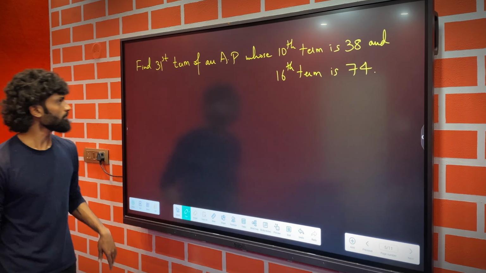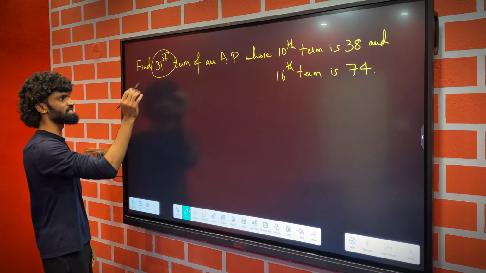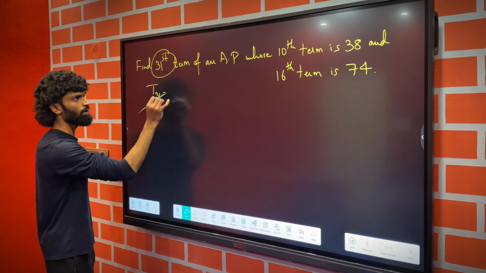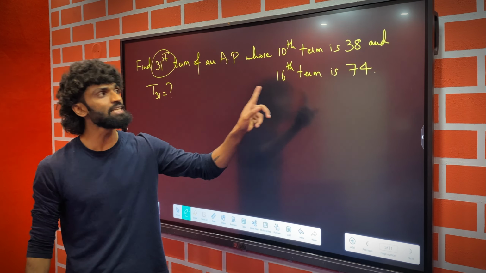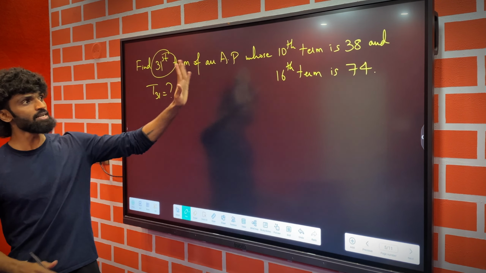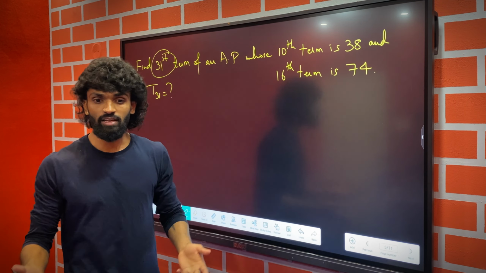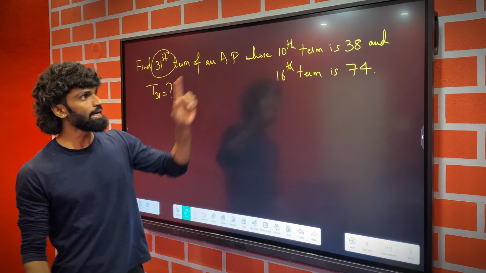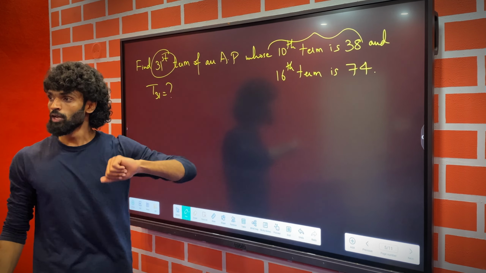Next. Find the 31st term. Lovely. 31st term is specific to us. T31 equals question mark. I am done. Whose 10th term is 38 and 16th term is 74. Now if you actually observe a pattern here, everything is in terms of Tn itself. This is where trying to use the equations effectively comes into the picture. So 10th term is 38. Let's only try to decode this specific phrase.